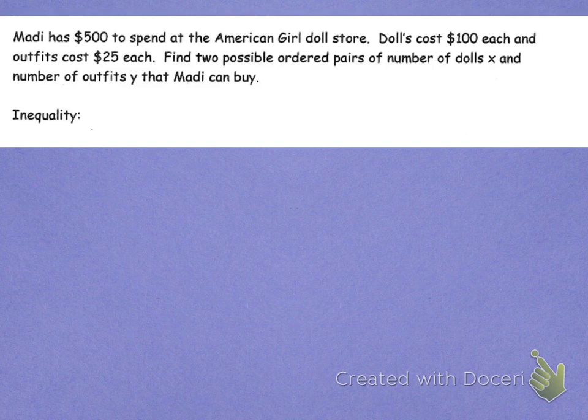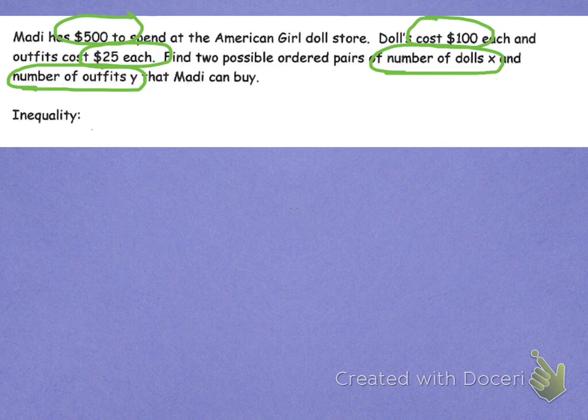For the next word problem, we can see that Maddie has $500 to spend at the American Girl store, and dolls cost $100 each, and outfits cost $25 each. We want to find two possible ordered pairs of number of dolls X and number of outfits Y that Maddie can buy. So again, our variables are defined for us. The number of dolls is our X or horizontal axis, and the number of outfits is Y or vertical axis. We have the costs of each highlighted in the problem, and of course we have our limit to what we can spend.